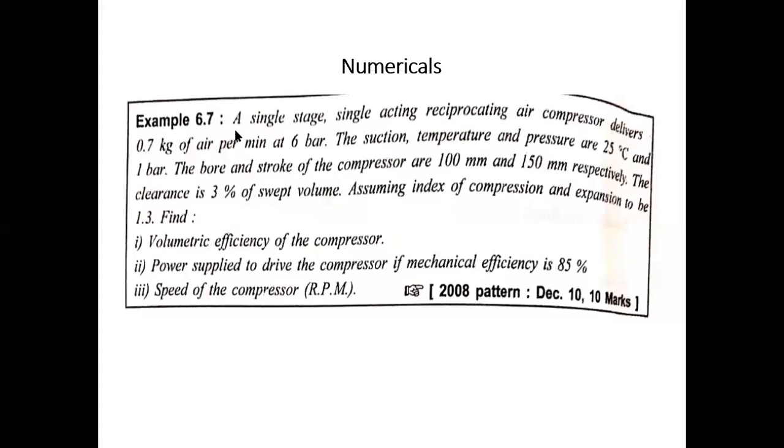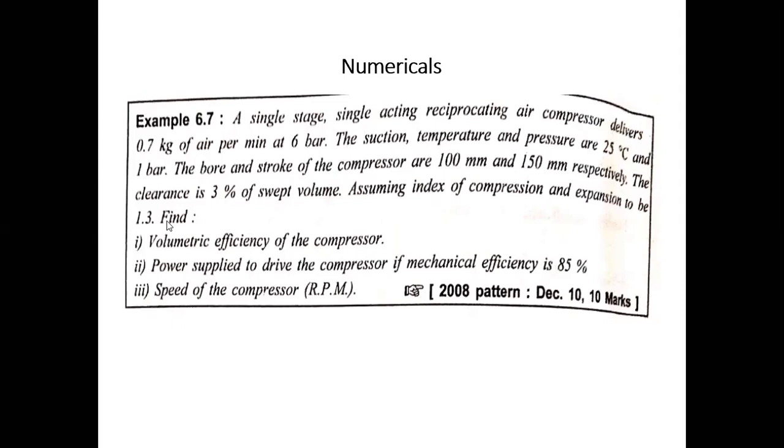The first numerical is on a single stage. A single stage, single acting reciprocating air compressor delivers 0.7 kg of air per minute at 6 bar. The suction temperature and pressure are 25 degrees Celsius and 1 bar. The bore and stroke of the compressor are 100 mm and 150 mm. The clearance is 3% of swept volume, assuming the index of compression and expansion to be 1.3.